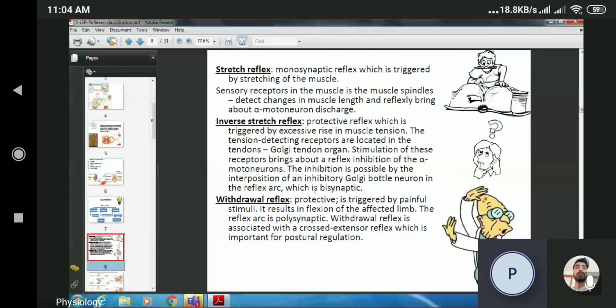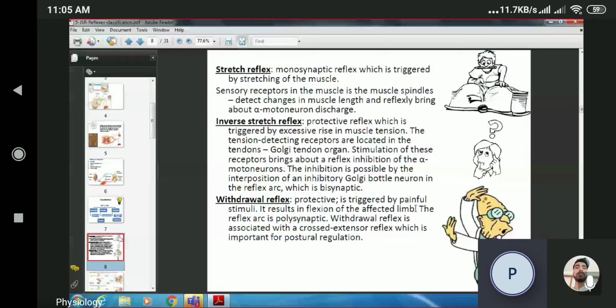Having two synapses, that's why the inverse stretch reflex is bisynaptic. Its receptor is the Golgi tendon organ. The stretch reflex has one synapse, that's why it is called monosynaptic, and its receptor is the muscle spindle.